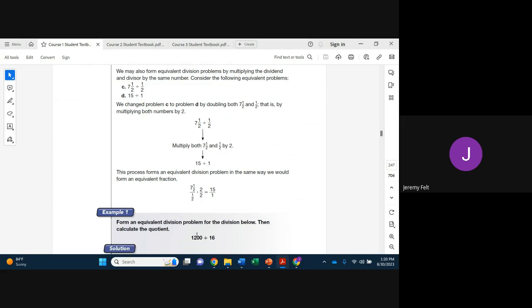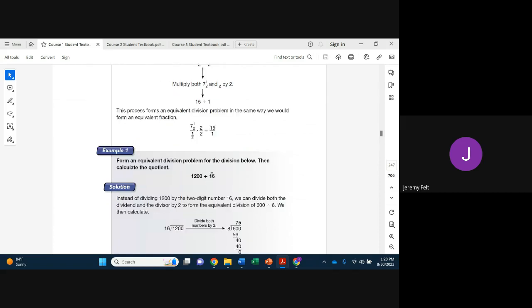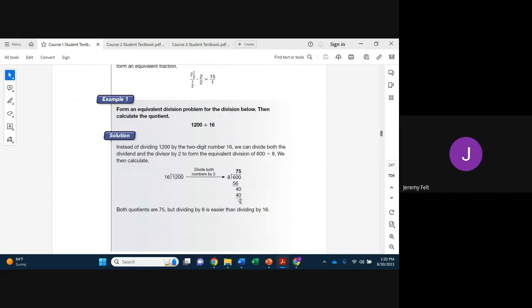So if we're looking at this 1200 divided by 16, I'm thinking right away I want to divide by a single digit number. I don't want a fraction. I want a 2 or 3 digit number. For me, dividing by a single digit number, 1, 2, 3, 4, 5, 6, 7, 8, 9 is going to be a lot easier. So if we divide both of these in half, again, we can't just do it to one and not the other. So divide in half, I get 600, and then I get 8 right here. So 600 divided by 8, and then we work through the problem, and we end up with 75. And we still would have got the same answer.